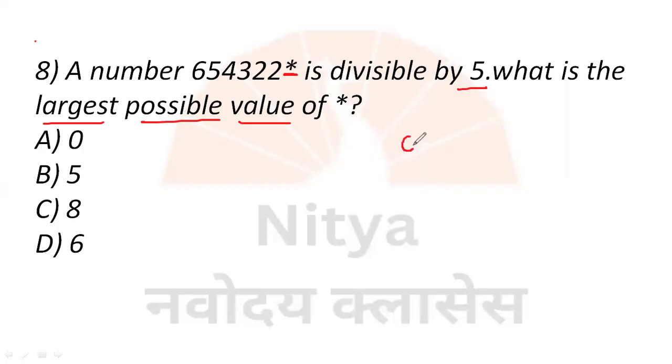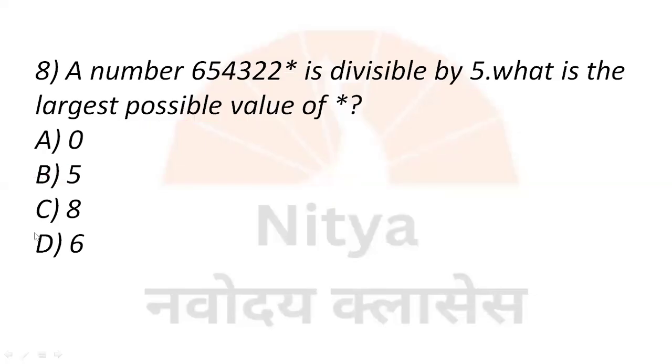Okay. So the 5's divisibility rule, we know that if the last unit digit is 0 or 5, then the whole number is divisible by 5. So here the 0 and 5. Check the options. Here 0 is there and option number B, 5 is there. Okay. So here we have to find the largest possible value. So the largest possible value is, here 5 is greater than 0. So our greatest number is 5. So option number B is the answer. If we add 5 in star place, the number is exactly divisible by 5.